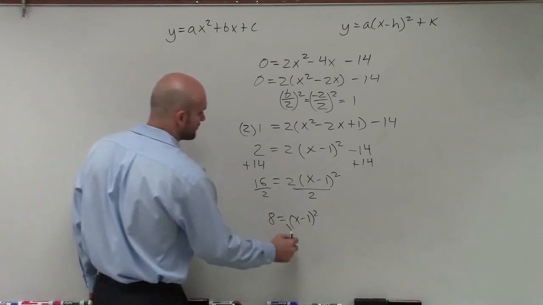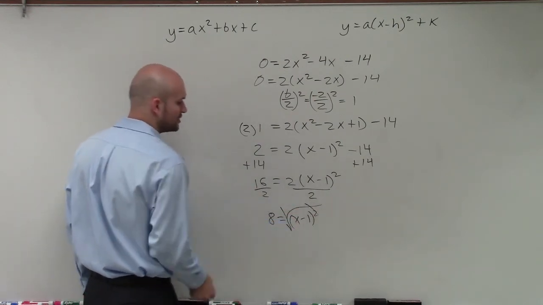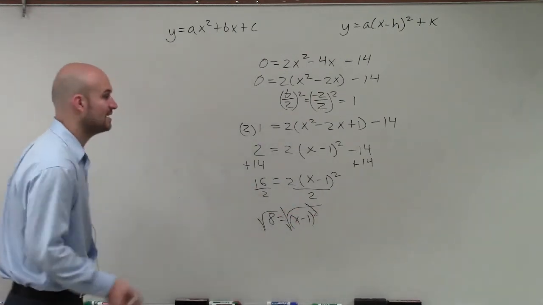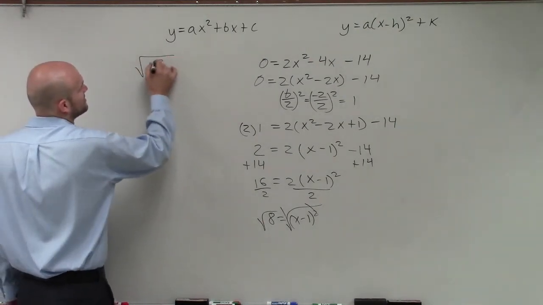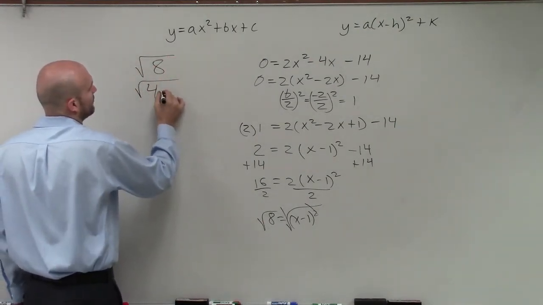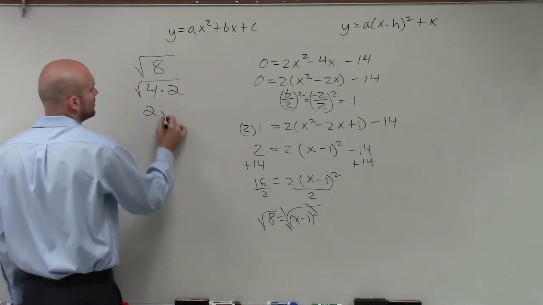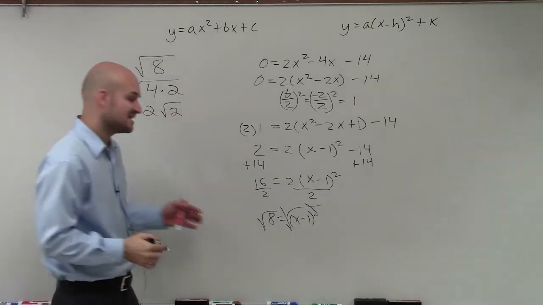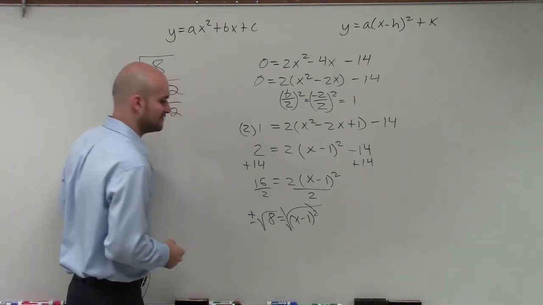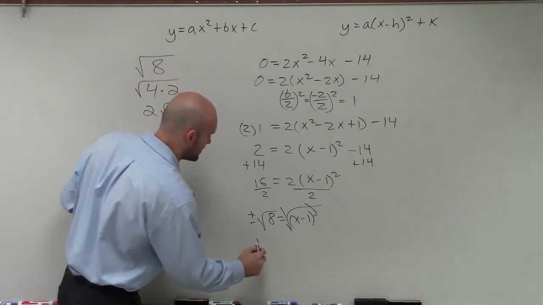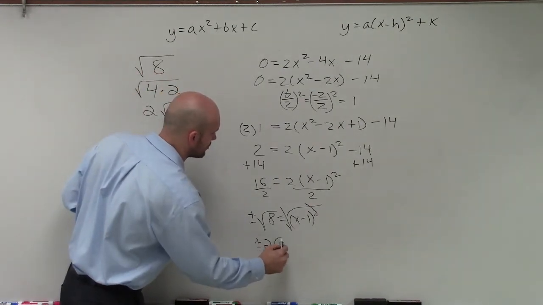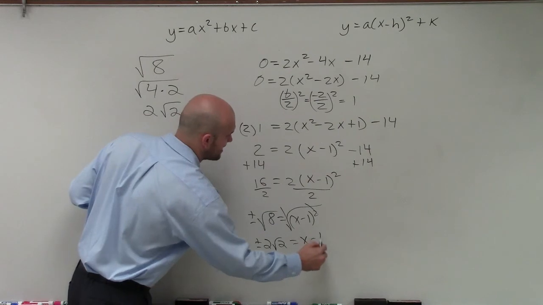Now, to undo the squaring function, I need to take the square root. So those will undo each other. And then I have the square root of 8, which remember, we can break down. We can rewrite that as the square root of 4 times 2, which is 2 times the square root of 2. And remember, taking the square root, I need to introduce the positive and the negative. So therefore, it's plus or minus 2 square root of 2 equals x minus 1.